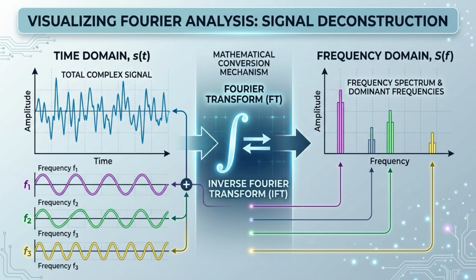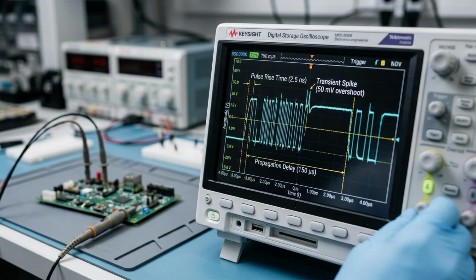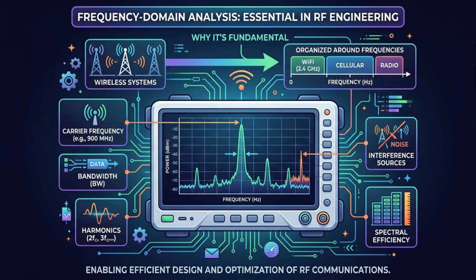from either perspective. Time domain analysis is useful when engineers need to examine waveform shape, pulse timing, transient behavior, or signal delays. Oscilloscopes are commonly used because they display signals directly in the time domain. Frequency domain analysis becomes essential in RF engineering because wireless systems are fundamentally organized around frequencies. Engineers use spectrum analyzers to observe carrier frequencies, bandwidth, harmonics, interference sources, and spectral efficiency.